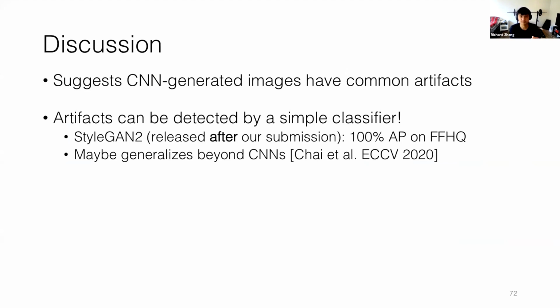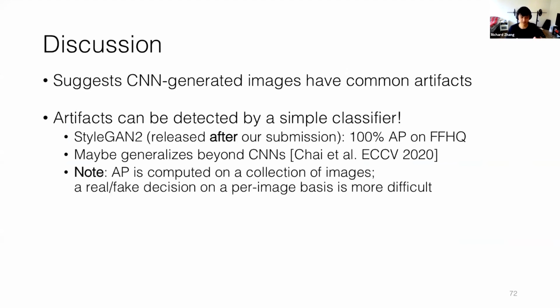Now, I do want to exercise some caution here. Note that what we're reporting on is average precision. Average precision at 100% means that if you run all the images, get all the logits, and sort them, the generated images are completely separated from the real images. That is, they're basically sorted in the right order. But that's very different from making a real-or-fake decision on a per-image basis, where you need an accurate threshold. And so that's much more difficult.